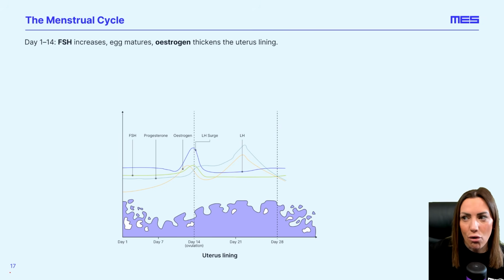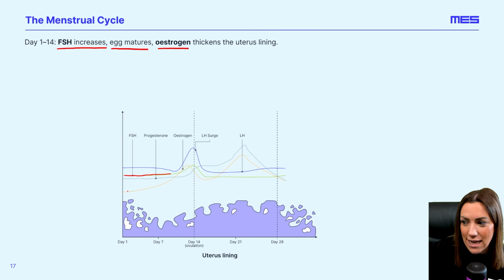Now let's look at it on a graph. So the menstrual cycle lasts for 28 days on average. Now the first part of the cycle, day 1 to 14, FSH is increasing gradually. You can see it here. It's only a slight increase, but FSH is increasing, and we know that FSH causes the egg to mature. We also know that FSH stimulates estrogen. So you can see estrogen is increasing as well. And estrogen causes the uterus lining to thicken.